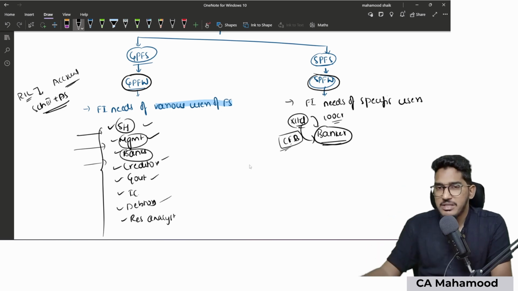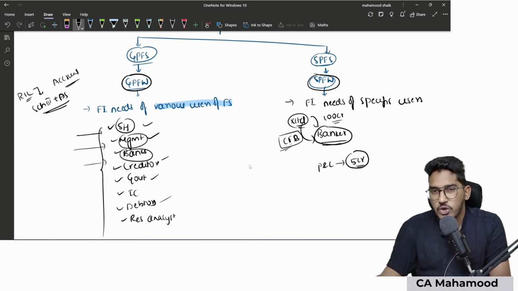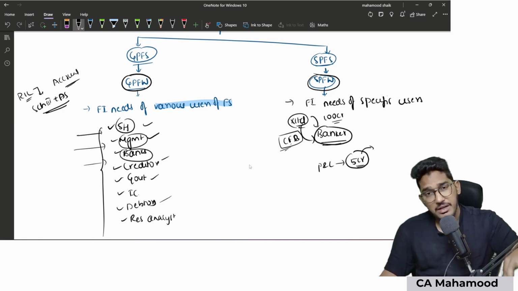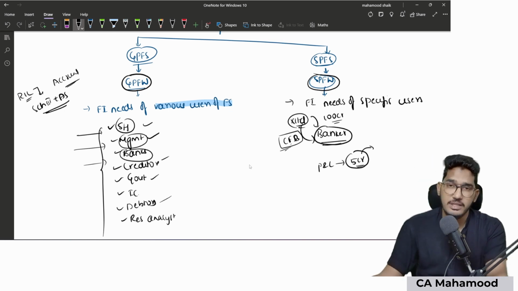If the financial statements are prepared on accrual basis and in the statement of P&L 5 crores of profit is there, can you give me a guarantee that this 5 crores would have been completely realized in cash? May or may not be. We can't give that guarantee. This 5 crores might have been realized in cash or might not be realized in cash.